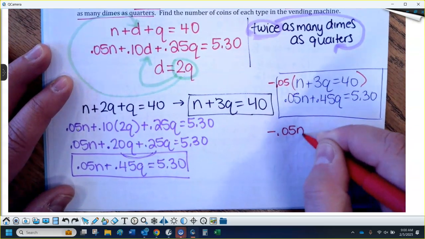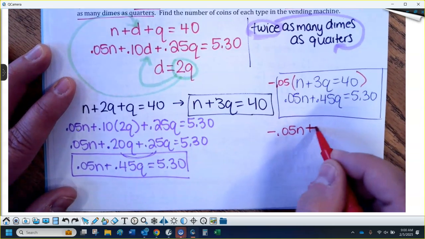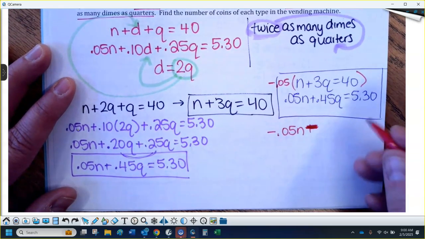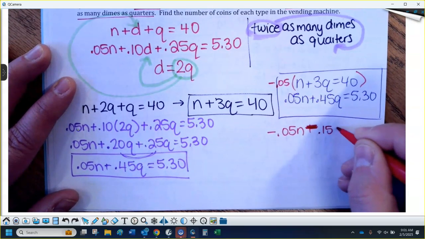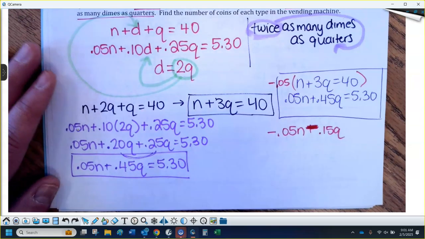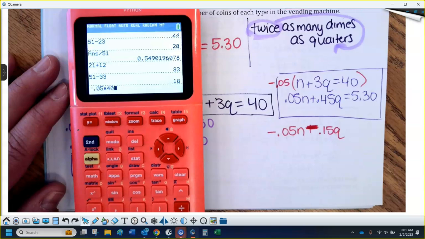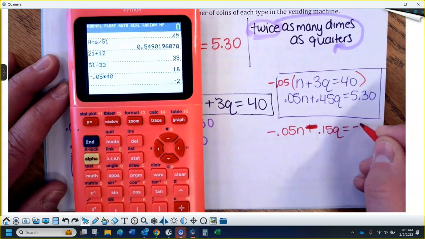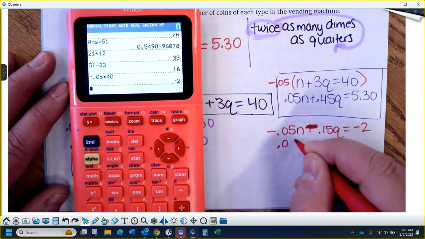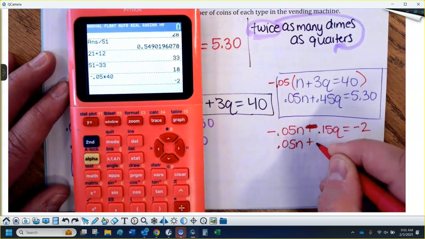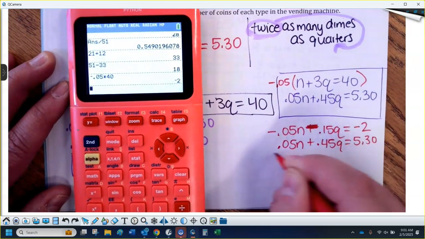So I'd have negative 0.05n, and then, oh, fail, this would be a minus, sorry. If I do 0.05 times 3, it's going to be 0.15Q. And I'm going to grab my calculator real quick. If I do negative 0.05 times that 40, it's going to look like negative $2. The second equation, I'm just copying this, was 0.05N plus 0.45Q equals 530.